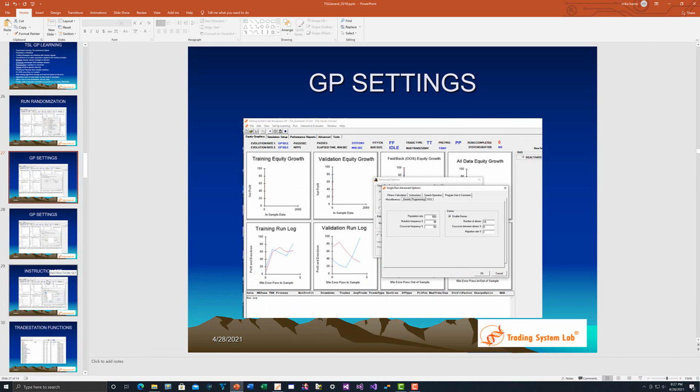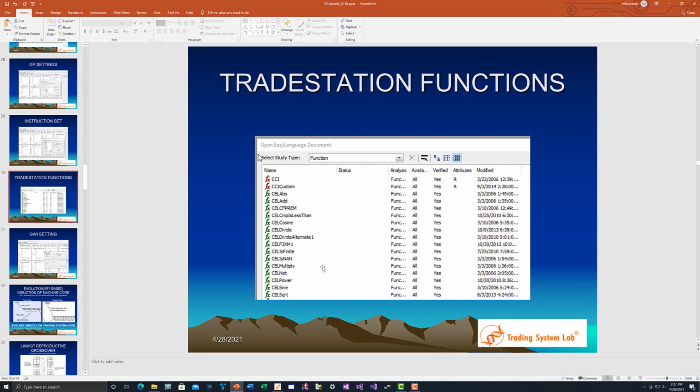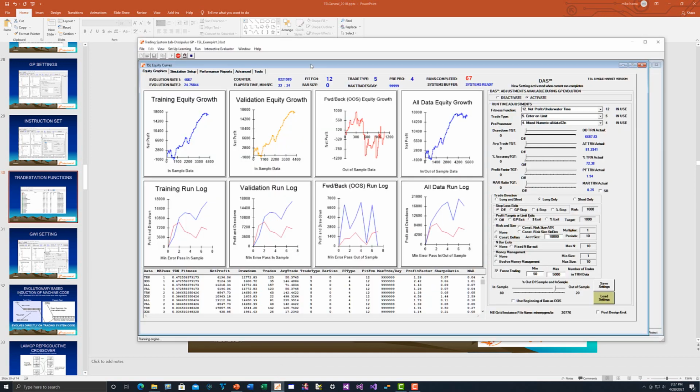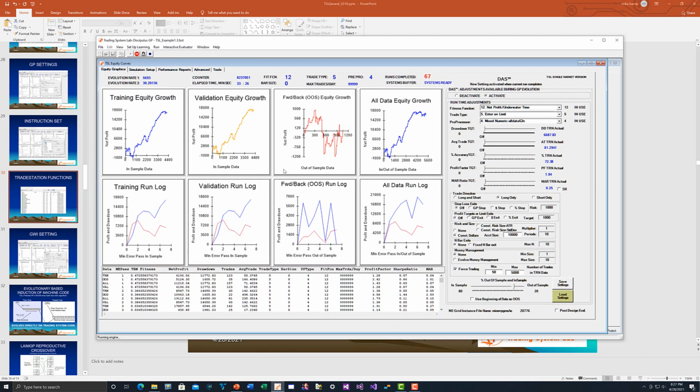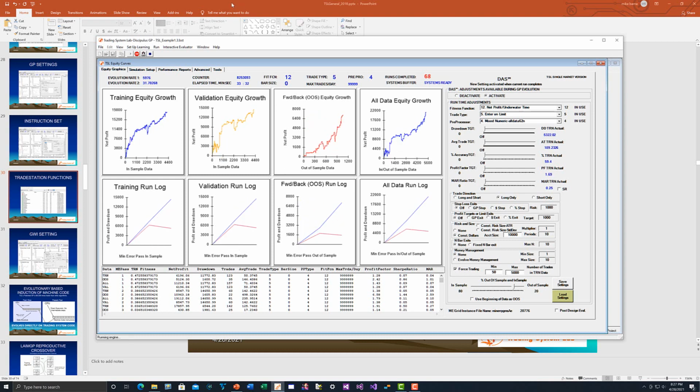Okay, so we've covered most of the GP settings and the instruction sets. The TradeStation functions for translation into TradeStation are shown here. These allow EasyLanguage to be like C code. When we stop the run in Trading System Lab, we will be converting machine code into C code. Then we will be converting that C code into EasyLanguage code. Well, in C code, you can divide by 0. That's called an INF, or infinity, an infinite number. But in EasyLanguage code, the program would crash.